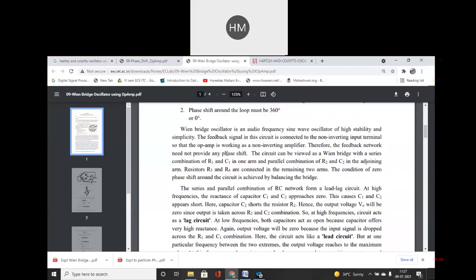Okay? So the feedback network need not provide any phase shift in this circuit. It consists of a bridge. It consists of 4 arms. That's why it is known as a Wien bridge oscillator circuit.